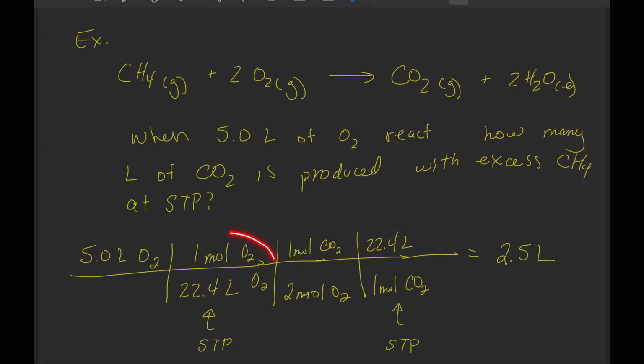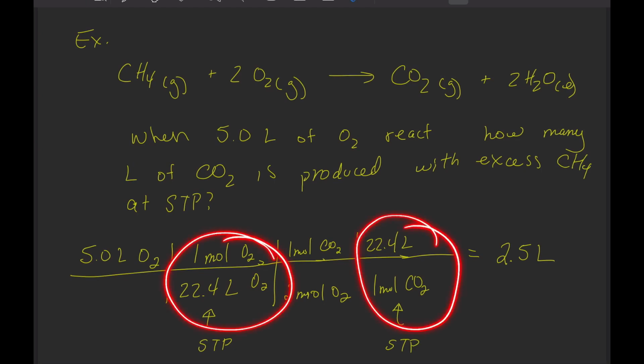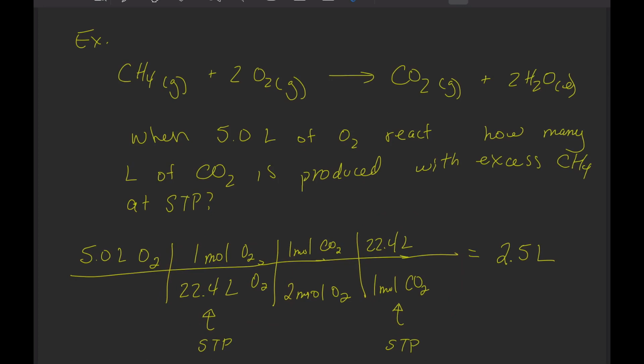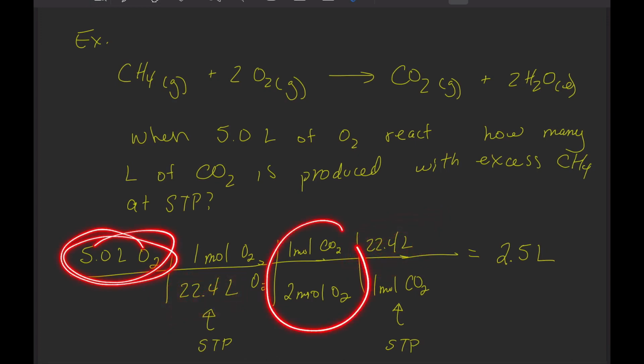So this is true because we're at STP. But if we were at any other condition, not under standard temperature and pressure, these 22.4 numbers would be different. But if the initial condition and the final condition are the same, you would have some number here, you have the identical number over here, and they would cancel. And then you could just go from liters, use the stoichiometry from the balanced equation, back to liters.